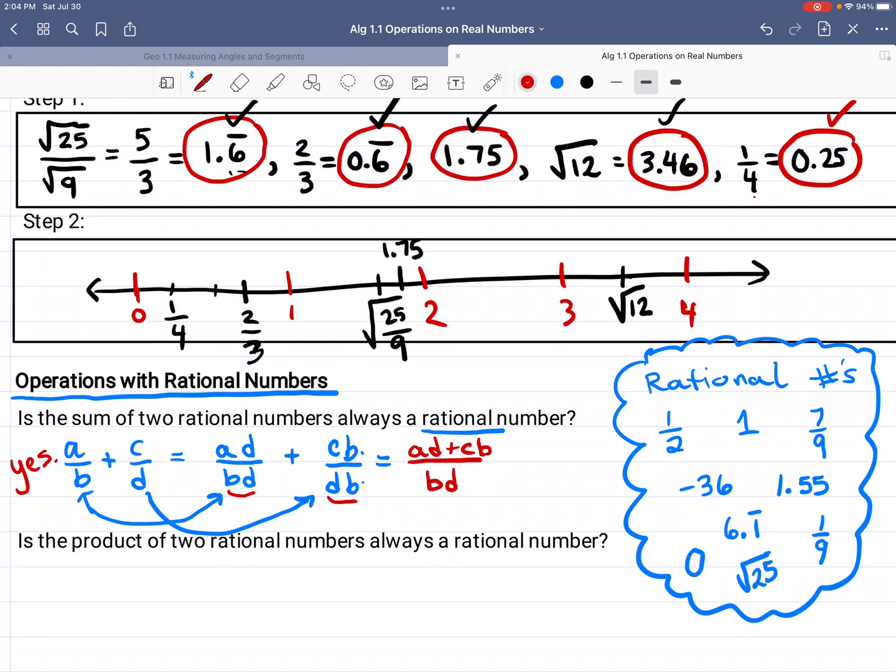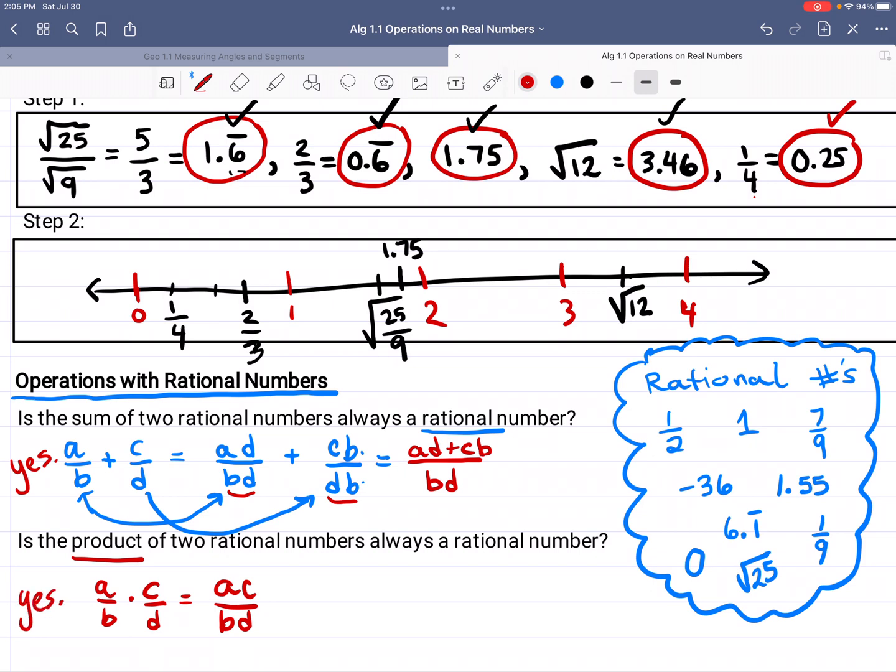Same thing with products. Products mean we multiply. So we can use fractions again. A over B times C over D. And when we multiply fractions, we just multiply across. A times C is AC, and B times D is BD. Is that still a ratio? Is it still a fraction? Yes, it's still a rational number.